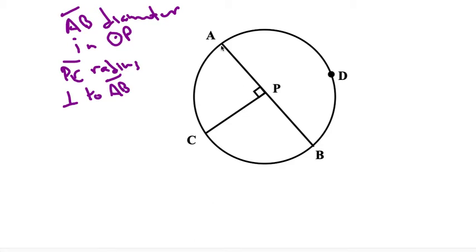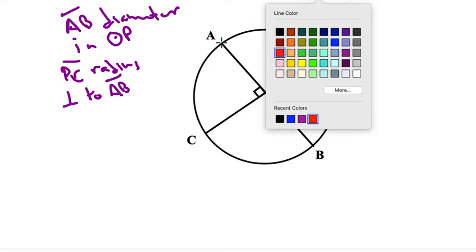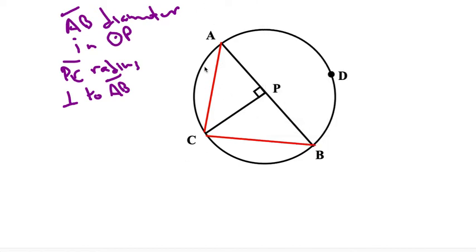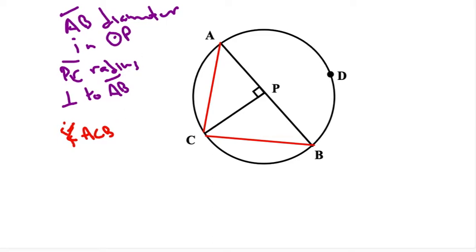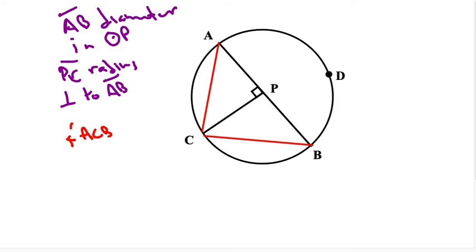I'm going to construct an inscribed angle by constructing two chords, one connecting A and C and the other connecting C and B. So what this gives us is the inscribed angle, angle ACB, and then that inscribed angle subtends arc ADB. So that's subtending this major arc here.